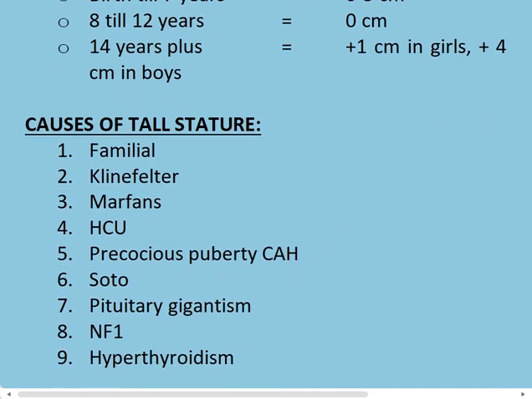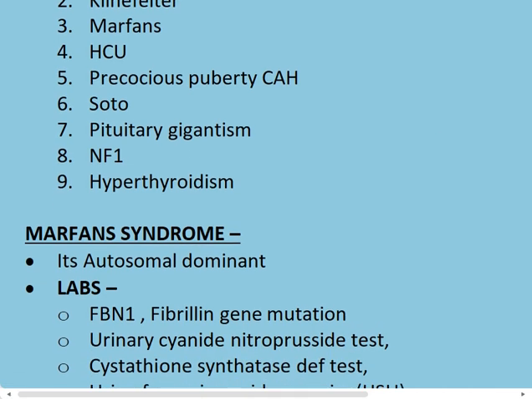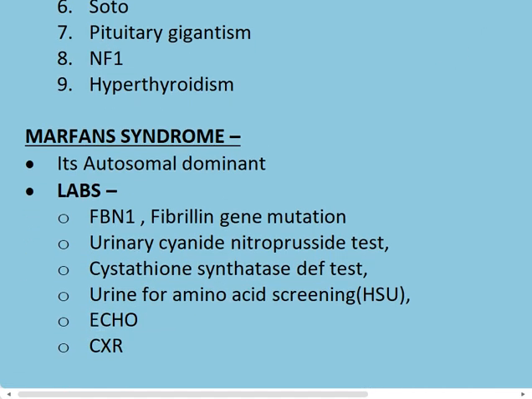So some of the causes of tall stature are familial, in which upper segment to lower segment is normal, Klinefelter, Marfan, homocystinuria, precocious puberty, Sotos syndrome, pituitary gigantism, neurofibromatosis, hyperthyroidism. Marfan syndrome is an autosomal dominant disorder with fibrillin gene mutation. Urinary cyanide nitroprusside test will be positive, cystathionine synthetase deficiency, urine for amino acid screening in homocystinuria, echo, and chest x-ray.